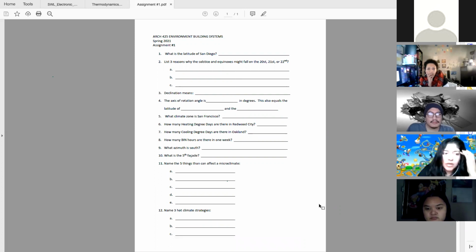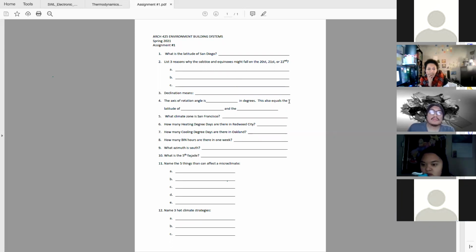For number 4, I couldn't find anything about the latitude of the axis of rotation angle in the book. I was wondering if you could give at least a hint. The axis of rotation is the angle of the rotation of the Earth. And right now it's 23.5 degrees. We talked about how that was the wobble. It's not always exactly that angle, but that's what it is right now.